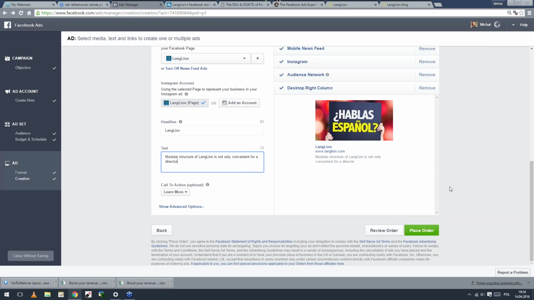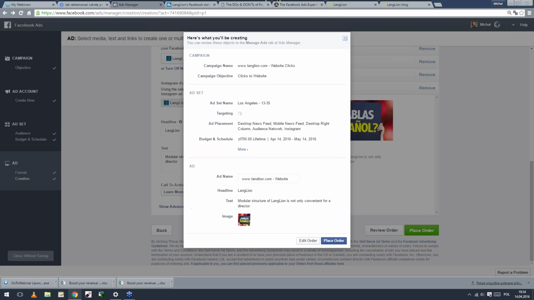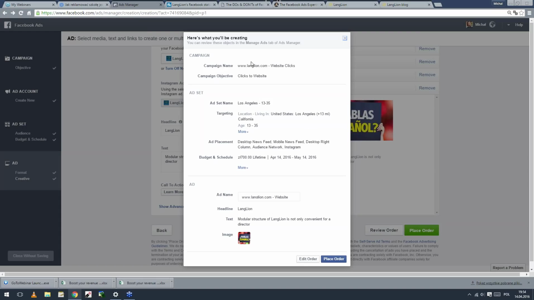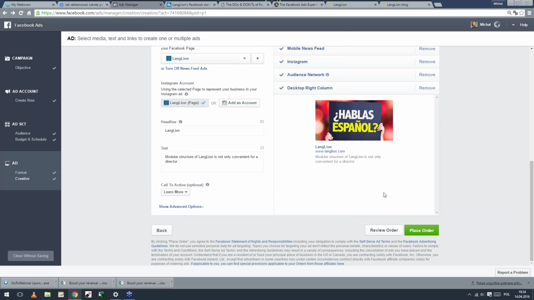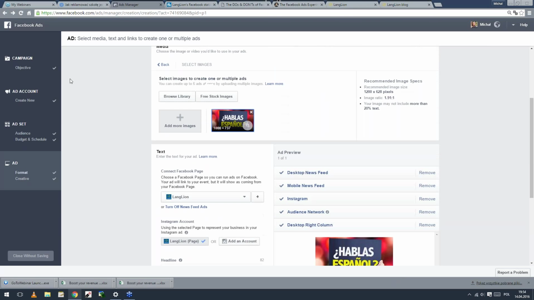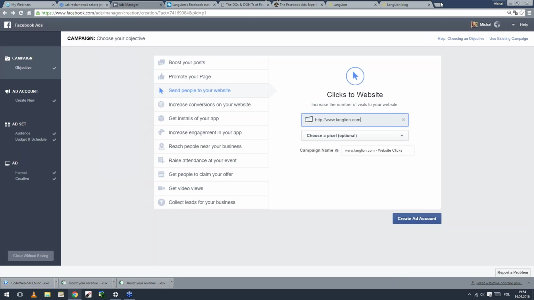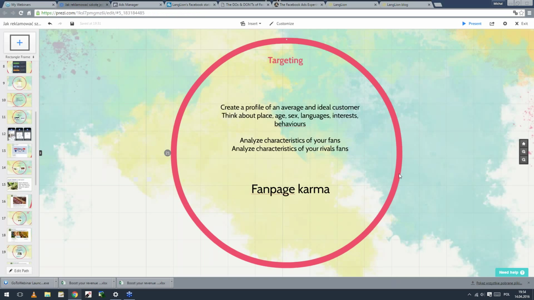Before placing an order, when you prepare what you would like to present, you can review the order. You can see the details about target and the summary. You can place and you can edit. I don't want to place this order, obviously, so I don't want to create an ad for my company like this, so I will just abort now. But I will get back for a second to campaign objectives and show you an interesting thing. But let's go back, for example, to the presentation.